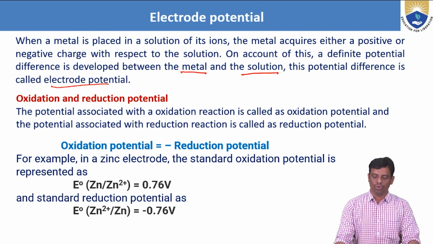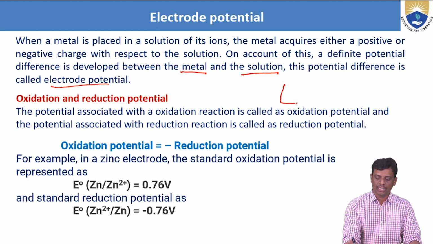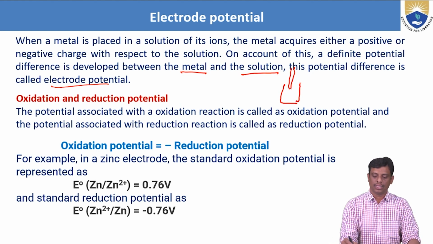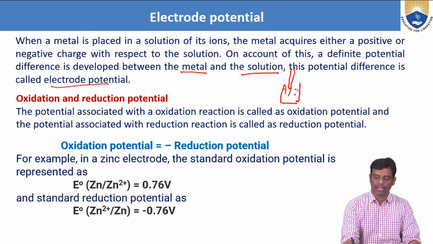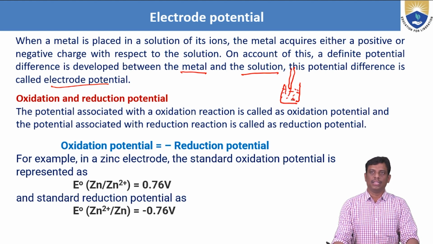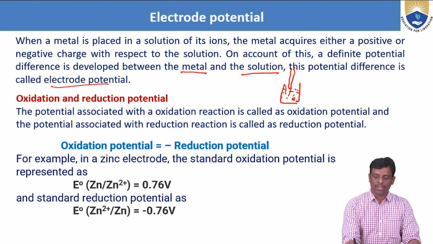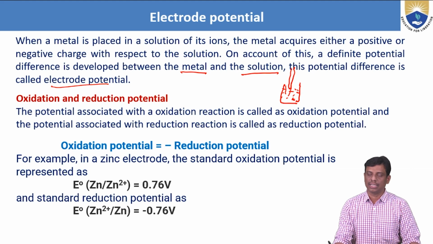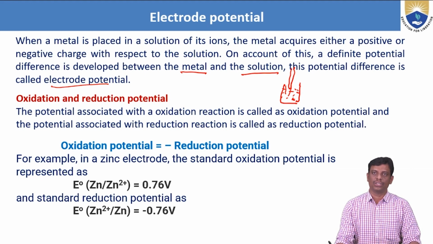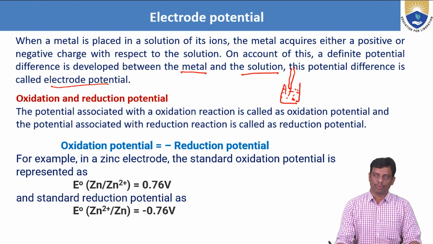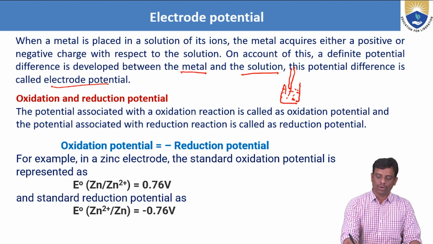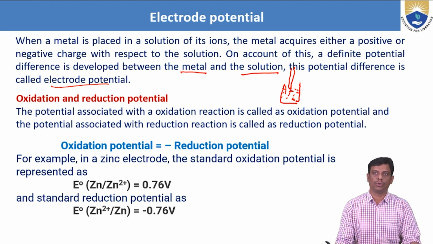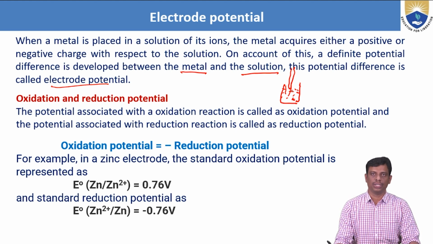For example, in the cell, we take one electrode. That electrode is dipped in the electrolytic solution. Then, due to the concentration difference between that electrode and the electrolyte solution, a potential is generated by the oxidation and reduction reaction, due to the spontaneous reaction. That potential difference is called the electrode potential.